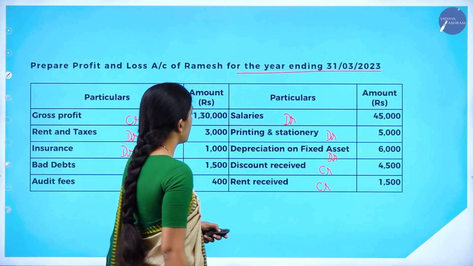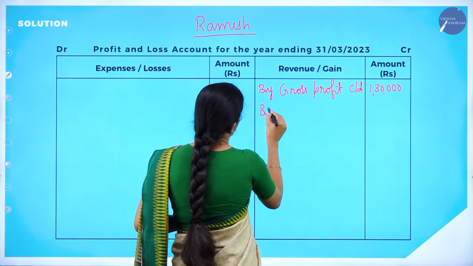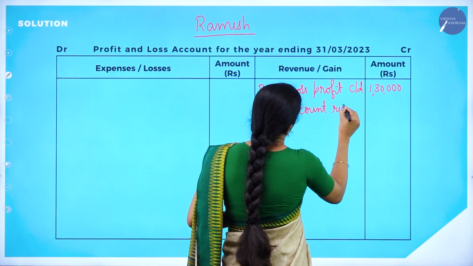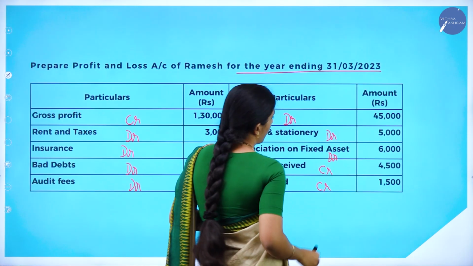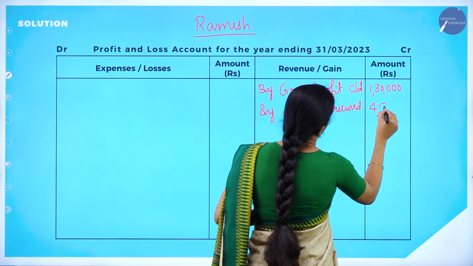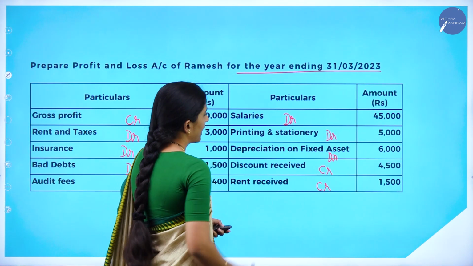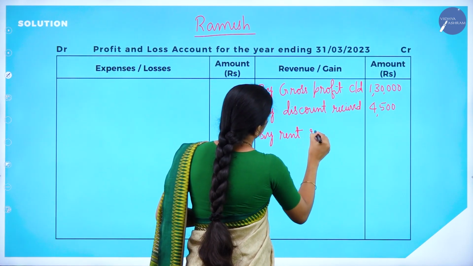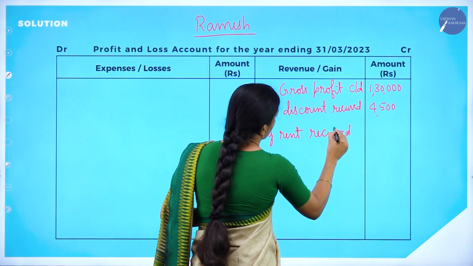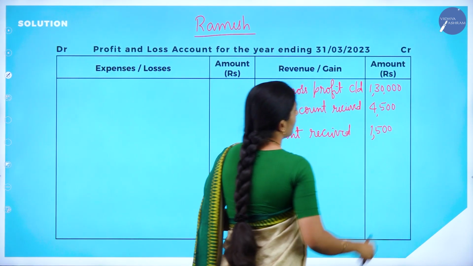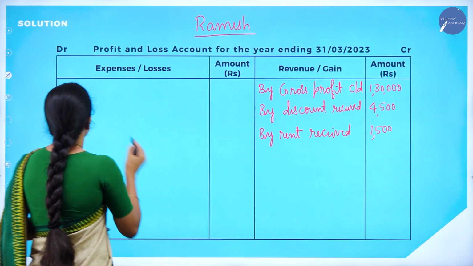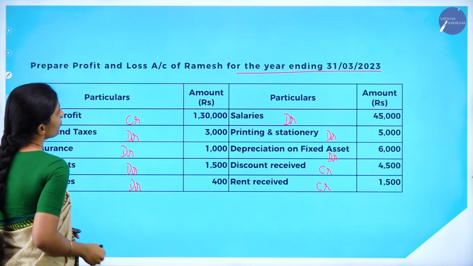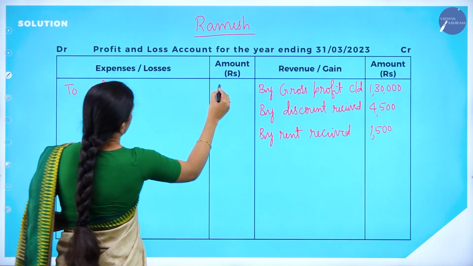So let us write first. By discount received, the amount is 4,500. Next we have by rent received 1,500. Now we shall start with your debit side with salaries. So, to salaries. How much is salary? 45,000.